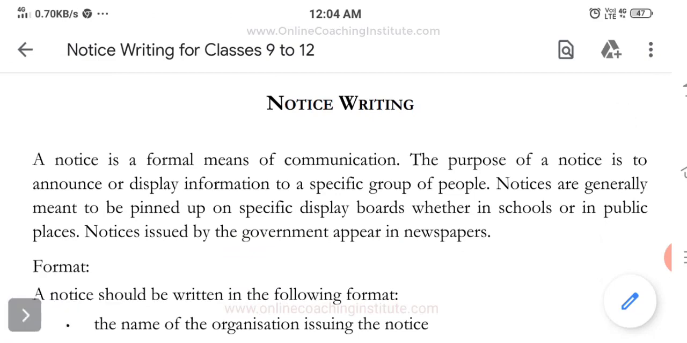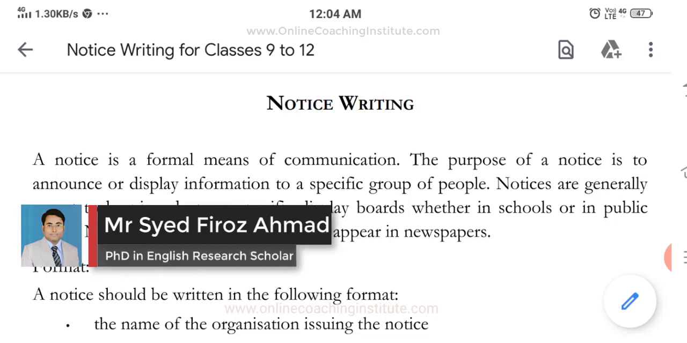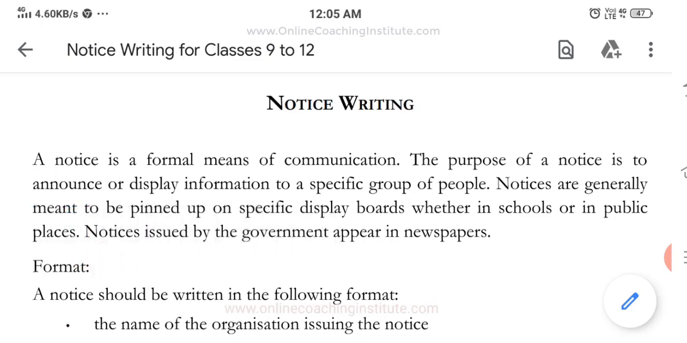Today we are going to learn a very new topic, that is notice writing. Students, this notice writing is applicable for the students of different classes and especially class ninth onward. So the students of class ninth, 10th, 11th and 12th can get the benefit of this short writing composition very easily.